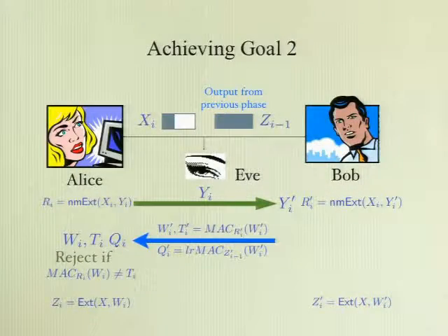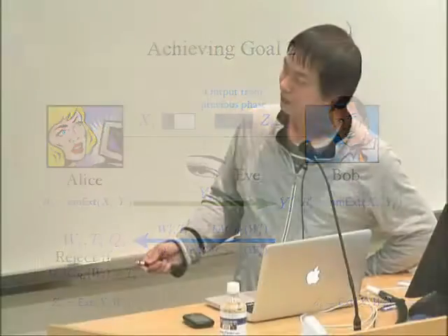And then instead of just using this MAC to authenticate W_i prime, we use another MAC, which we call Q_i prime, which is this LR MAC, which stands for the leakage resilient MAC. So we use this z_{i-1} as a key for this leakage resilient MAC to authenticate W_i prime to get another tag Q_i prime. So we send both of these tags to Alice.